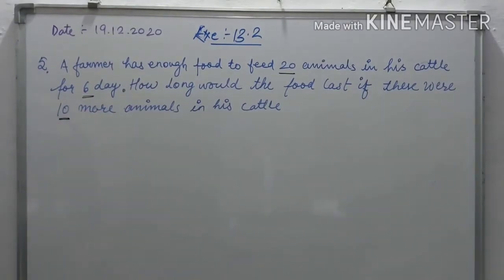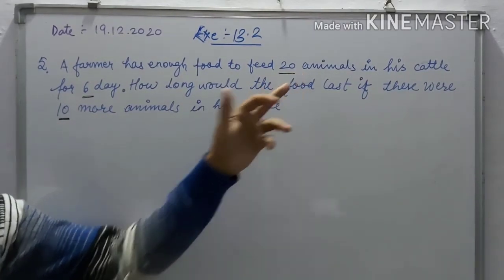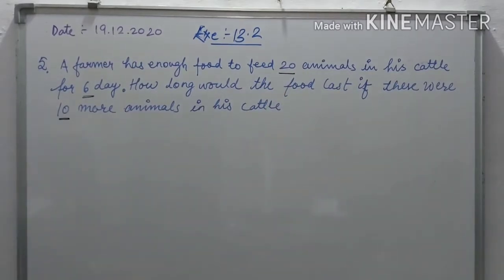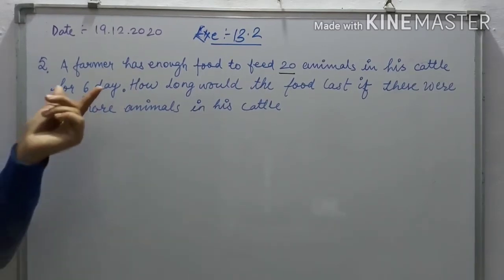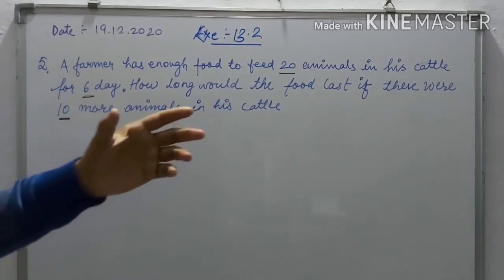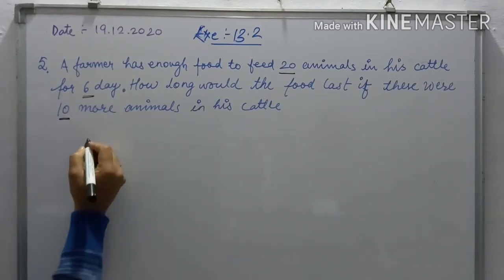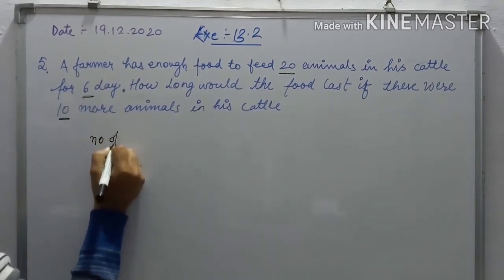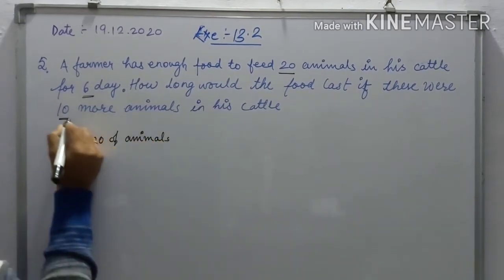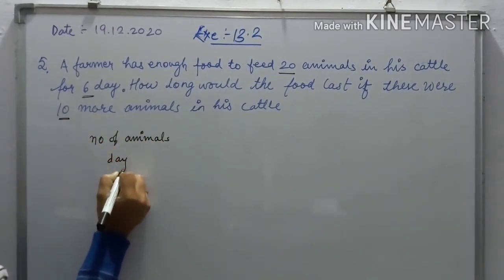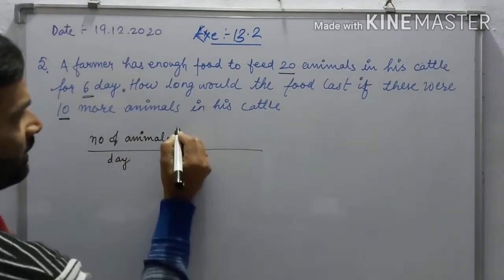The previous number of animals is 20 and 10 more means the number of animals will increase to 30 animals. So how many days will the cattle be fed? So there is the number of animals, and the second quantity will be days. Make a table.